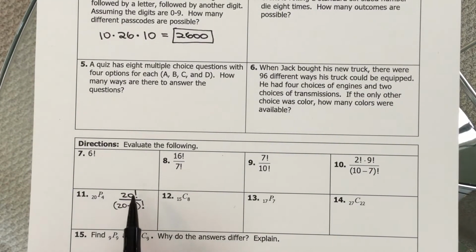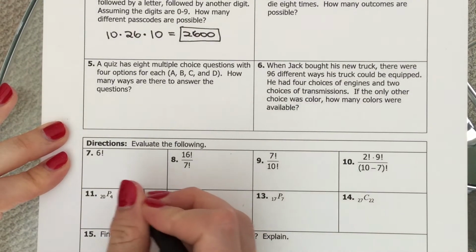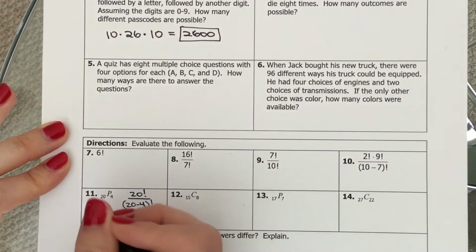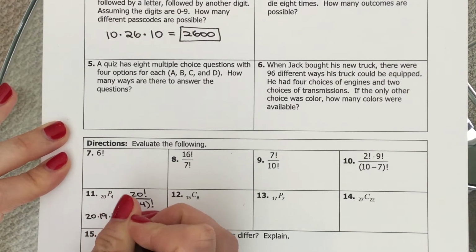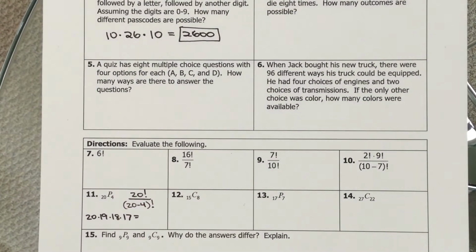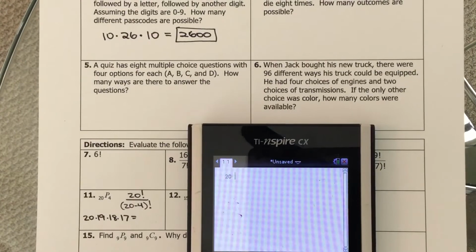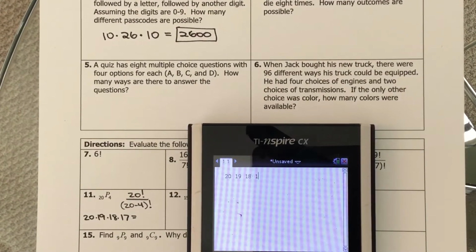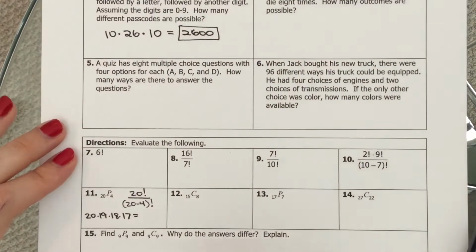All right, so this ends up being 20 factorial divided by 16 factorial. Remember, the way this works is you have everything from 20 down until you hit this value. So it would be 20 times 19 times 18 times 17, and then everything 16 and below would cancel with the denominator. So we have 20 times 19 times 18 times 17. So that would be 116,280.